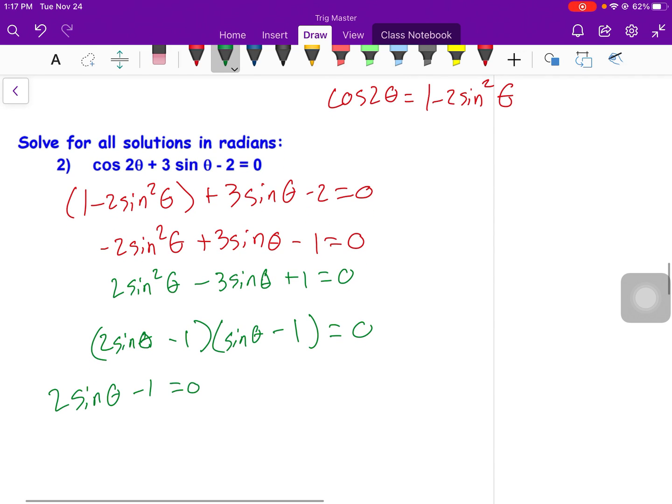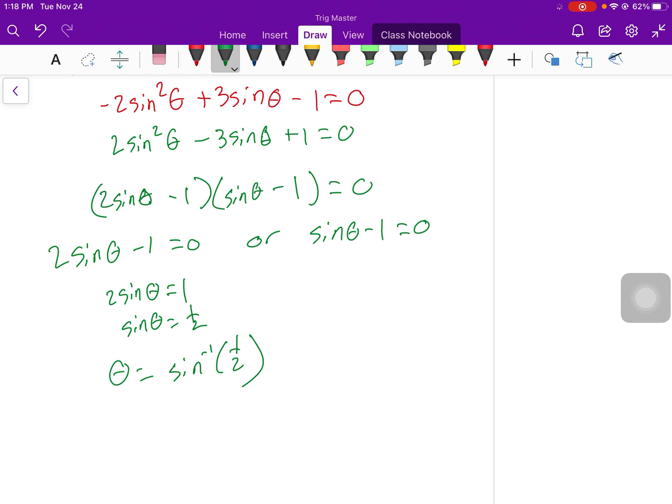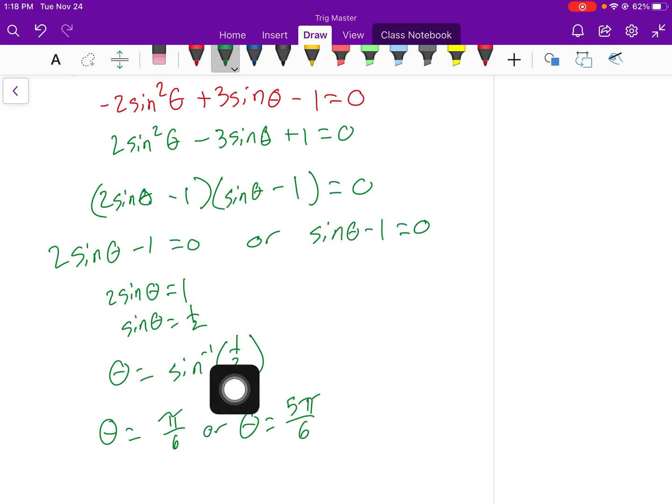So 2 sine of theta minus 1 equals 0, or sine of theta minus 1 equals 0. Add 1 to both sides on this first one, and then divide by 2. So theta is equal to sine inverse of 1/2. Now, sine inverse of 1/2 has two possible values. All right, we're in radians mode, so I'm going to get that theta is equal to pi over 6, or theta is equal to 5 pi over 6. Okay, it's positive in quadrant 1 and quadrant 2. These are angles in quadrant 1 and quadrant 2.